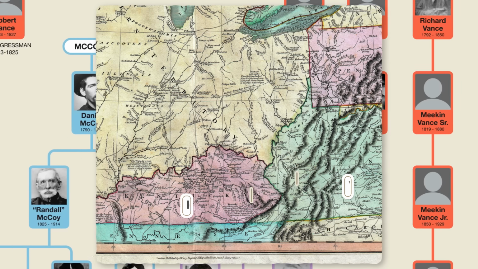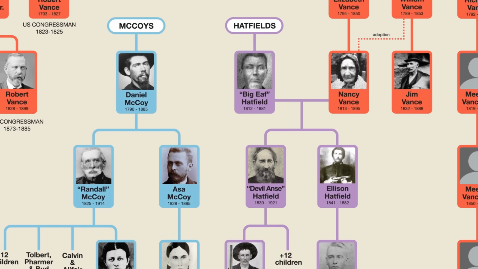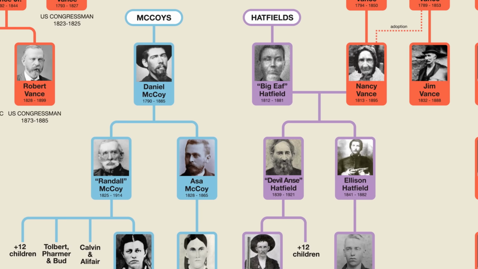When the U.S. Civil War broke out, most of the members of both families fought for the Confederates. However, one of the McCoys, named Asa McCoy, fought for the Union. In 1865, when the war was over and he was heading home, Asa was shot and killed by Jim Vance. This and several land disputes led to animosity between the two families. The Hatfields now being led by Nancy's son, William Anderson Hatfield, better known as Devil Anse, and the McCoys now being led by Randolph McCoy, better known as Randall.